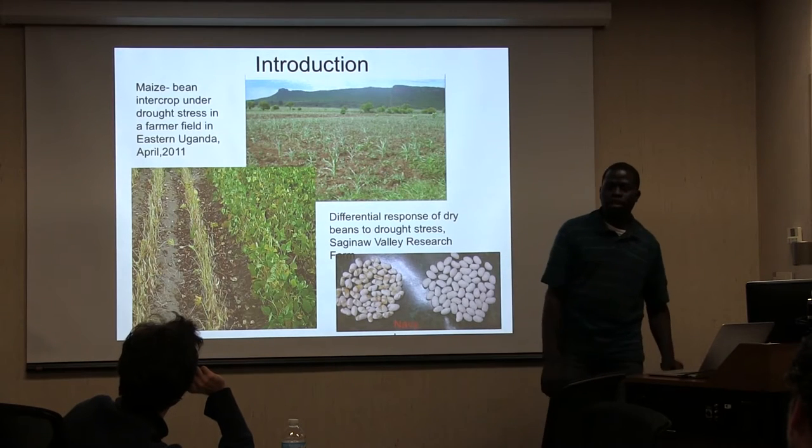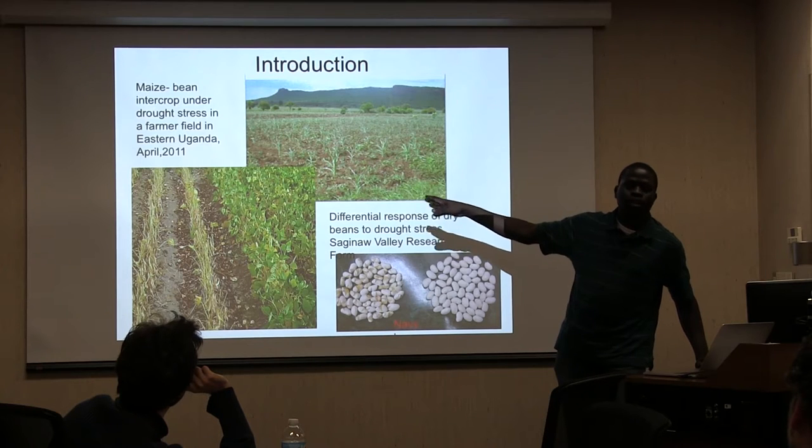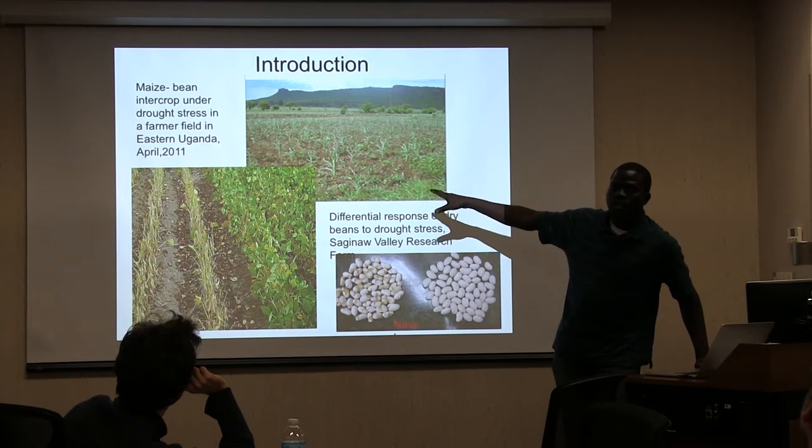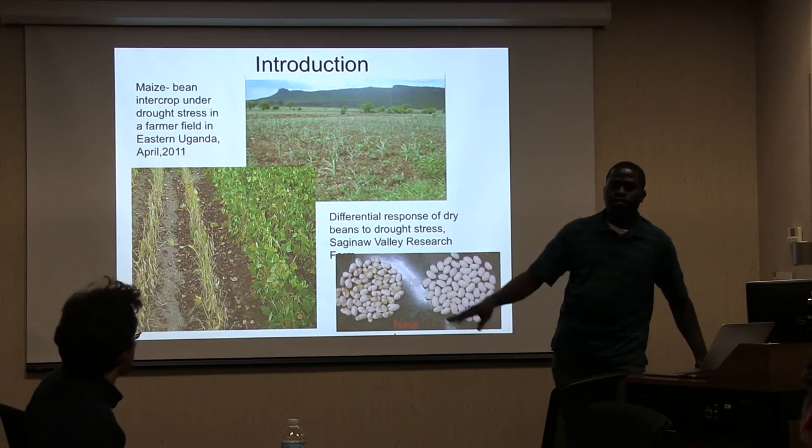This picture was taken in Uganda. That's how farmers usually grow their beans, with maize in the crop, and that's typically at the early stage when it is hit hard by drought. Probably you may not get anything from that field.